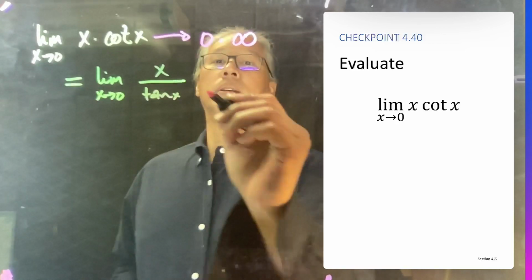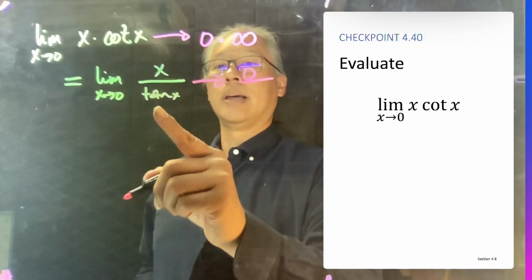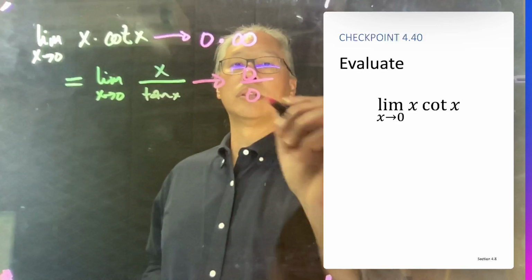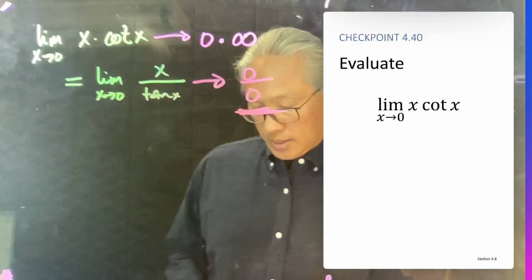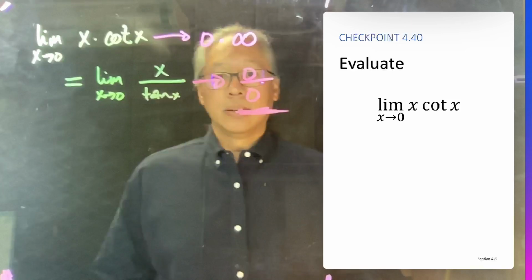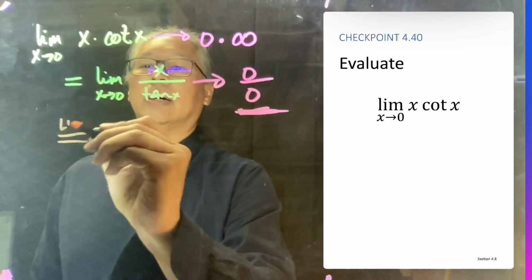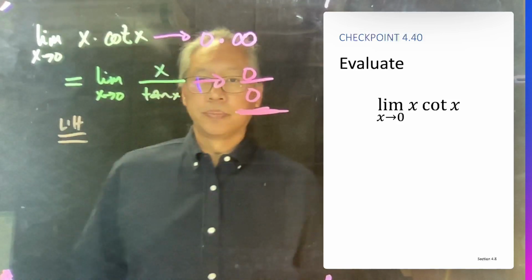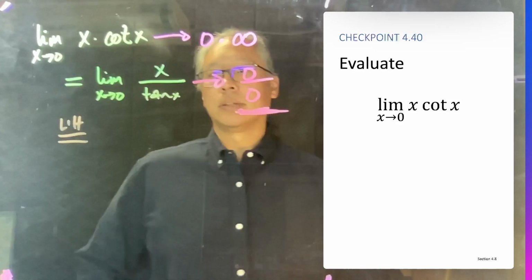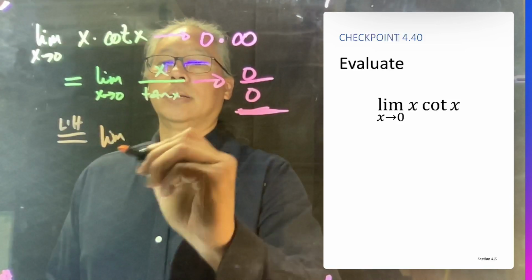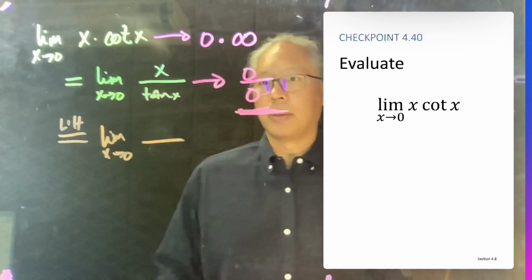Now, if we take the limit as x goes to 0, we're going to get 0 in the numerator, and the tangent of 0 is 0. That's 0 in the denominator. And so now we have an indeterminate form. Because we have an indeterminate form, we will be allowed to apply L'Hopital's rule. And so this is going to equal, conditionally, if the limit exists, the limit as x approaches 0 of the derivative of each of the numerator and the denominator.